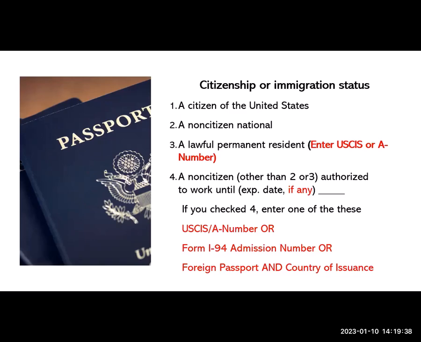Okay, so then lawful permanent resident: they need to enter the USCIS or an A number. We're going to talk about that some more. And then a non-citizen, other than 2 or 3, again, this is all from the form, authorized to work. This can take a whole variety of scenarios. So let's go to the next slide. I'm going to start showing you some variations of this.